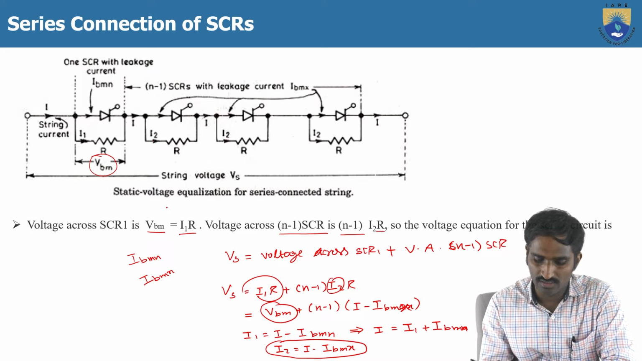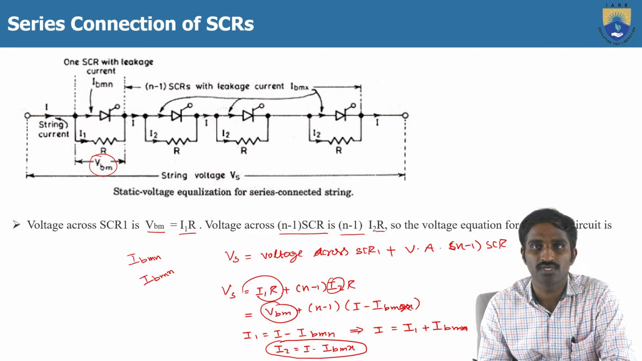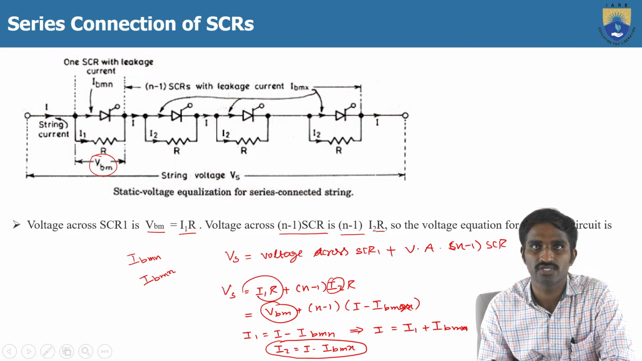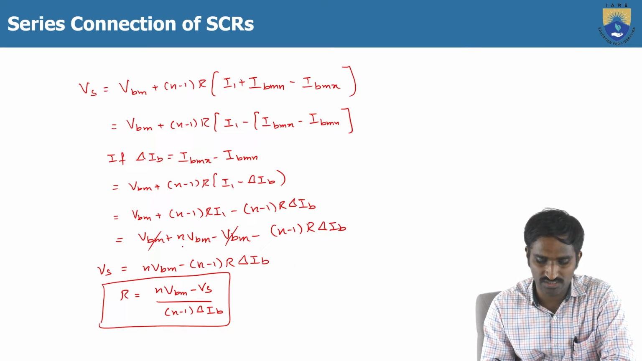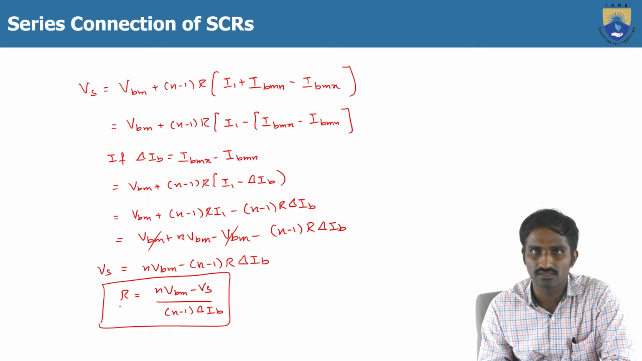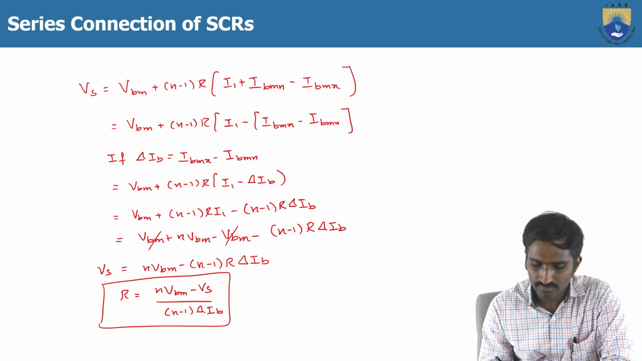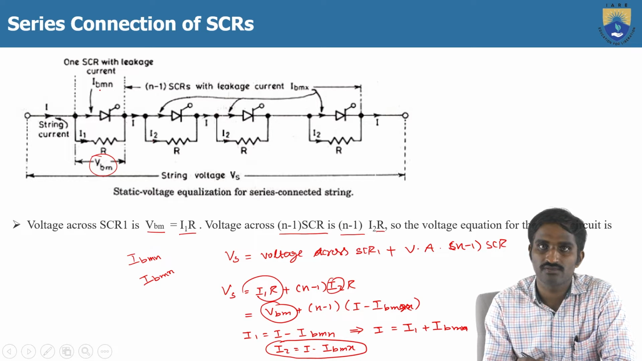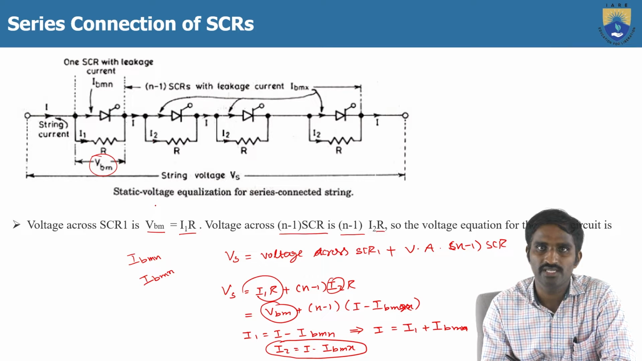So that's why we derived some mathematical equation, so that we can choose a common value of the resistor across each thyristor. Because the value of this resistor depends on the delta IB, which means the leakage current across thyristor 1 and the leakage current across the N minus 1 thyristors, which means the leakage current across each thyristor.